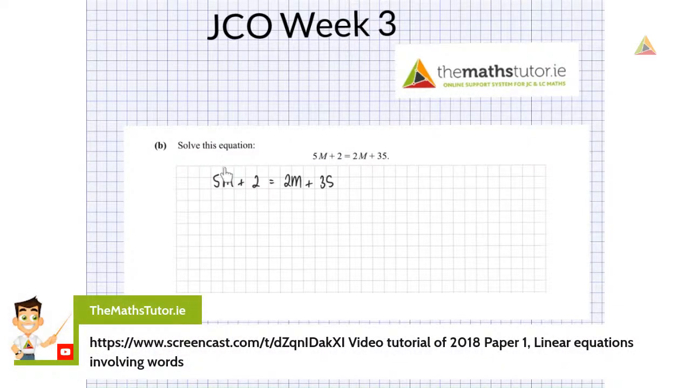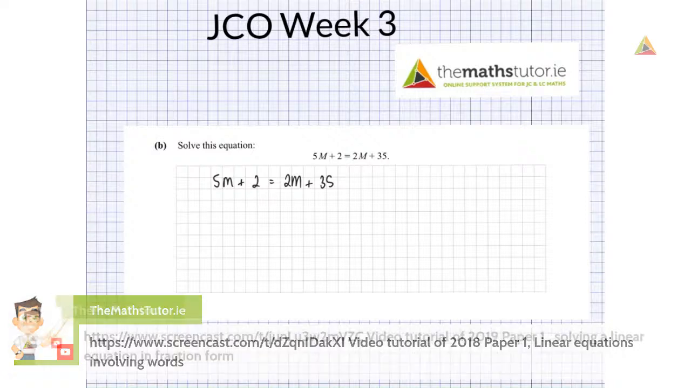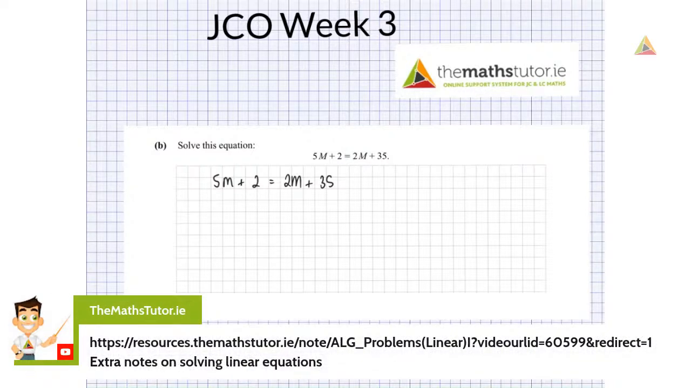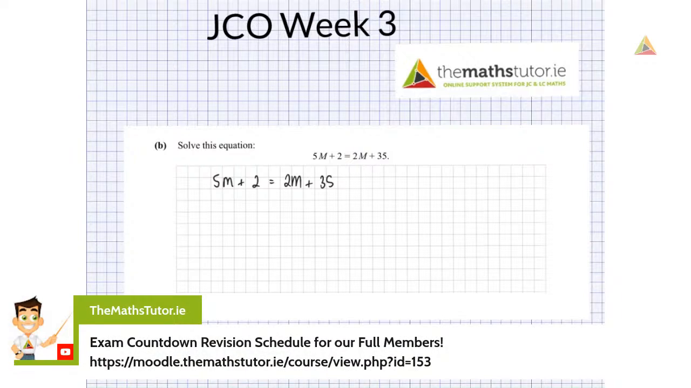If I want to keep 5m there, I need to get rid of the 2. The way I get rid of the plus 2 is to take away 2. So I'm going to take away 2 on the left-hand side: 5m plus 2 minus 2 is equal to 2m plus 35, and we need to take away 2 on that side as well. So we're left with 5m, as 2 take away 2 is 0, is equal to 2m plus 33, as 35 take away 2 is 33.